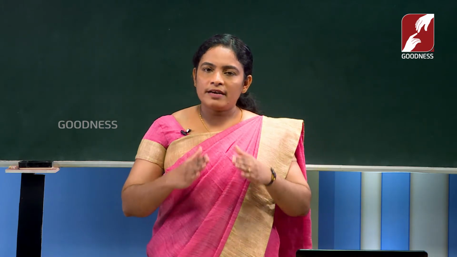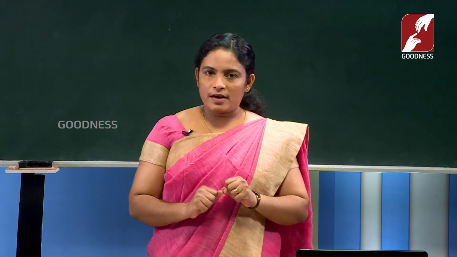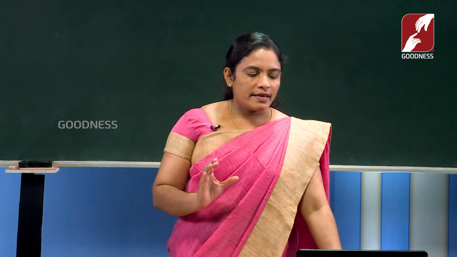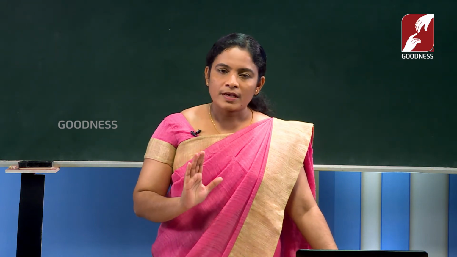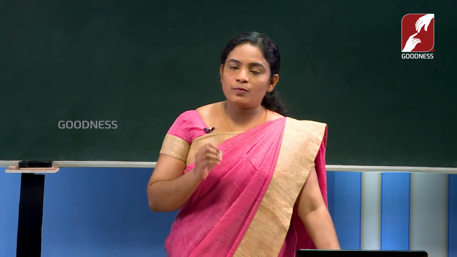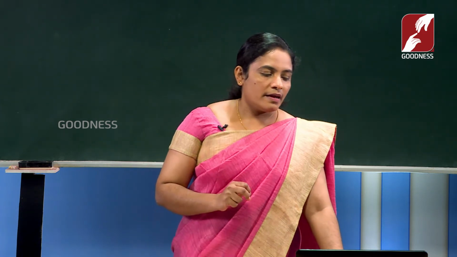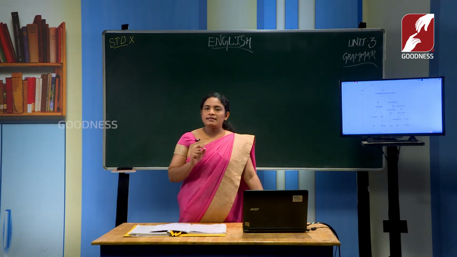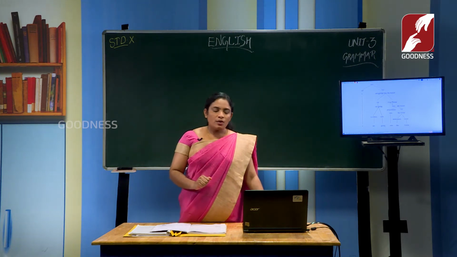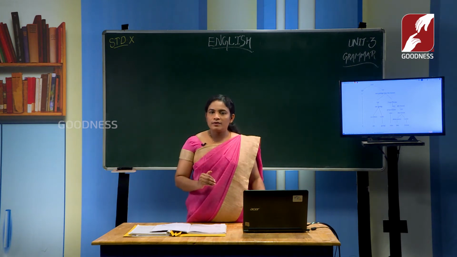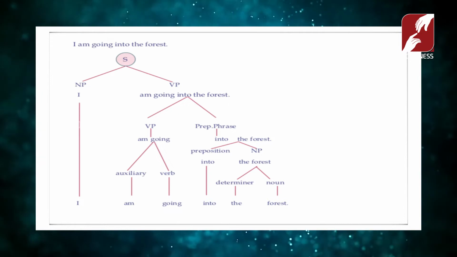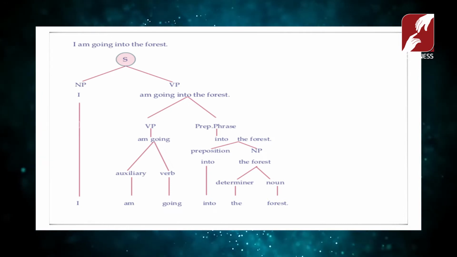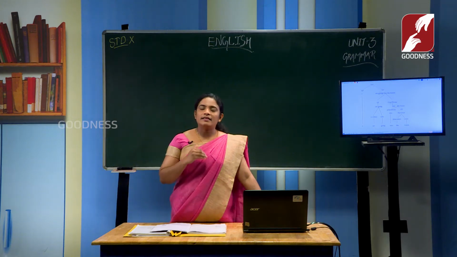Again, we can divide this verb phrase into other parts. We have to find out the prepositional phrase from this verb phrase. First of all, we should identify the verb. Which is the verb? Am going is the verb in this sentence. Here, am is the auxiliary verb or the helping verb, and going is the main verb. And then, into the forest. What do you mean by into? Yes, it is a preposition.